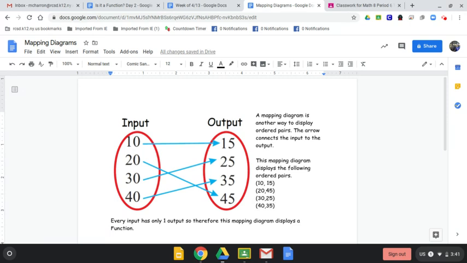So is this mapping diagram a function? Well, in looking at these ordered pairs, each input has exactly one and only one output. The input value of 10 only maps to an output value of 15, no others. The input value of 20 only has an output value of 45, no others. The input value of 30 only maps to 25, and it's the only one. The input value of 40 only maps to 35. So because every input has only one output, this mapping diagram displays a function.